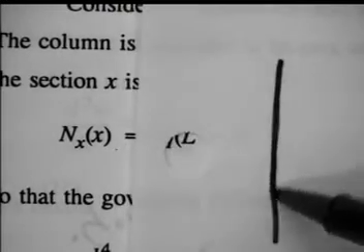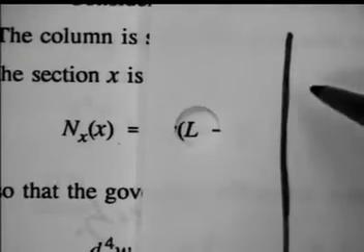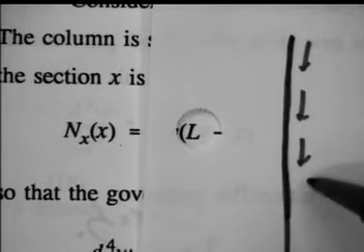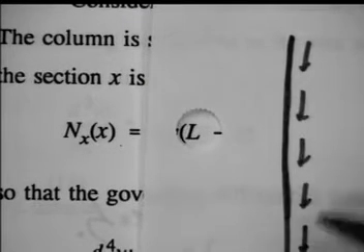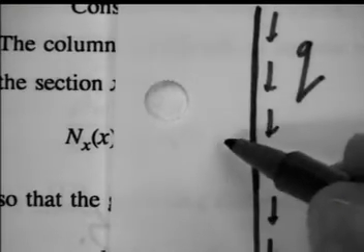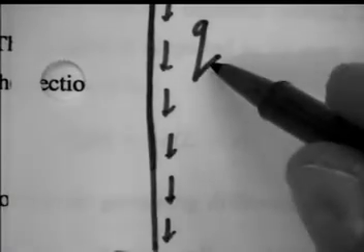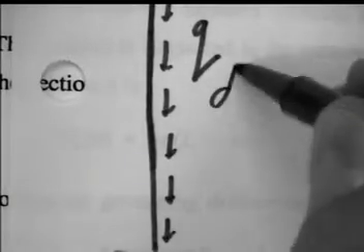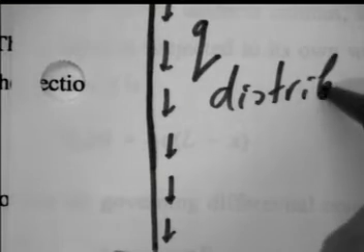Now, what we are considering is actually a column that is under its own weight. So the load, that is this Q. Okay? In our differential equations, we do not have a distributed axial load.